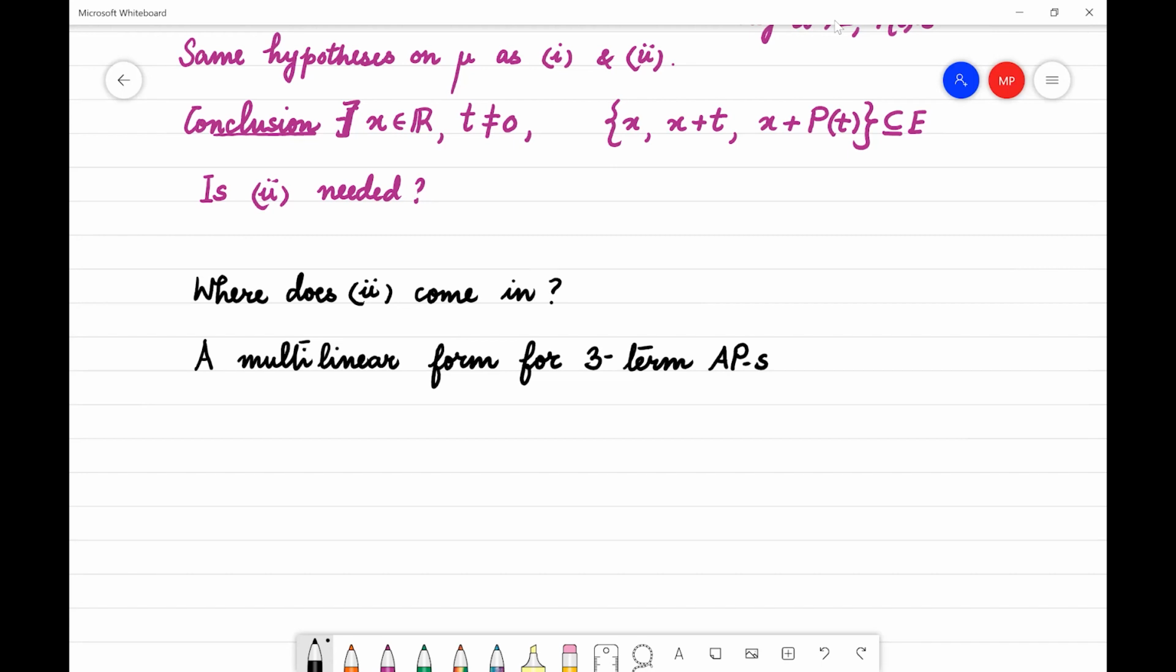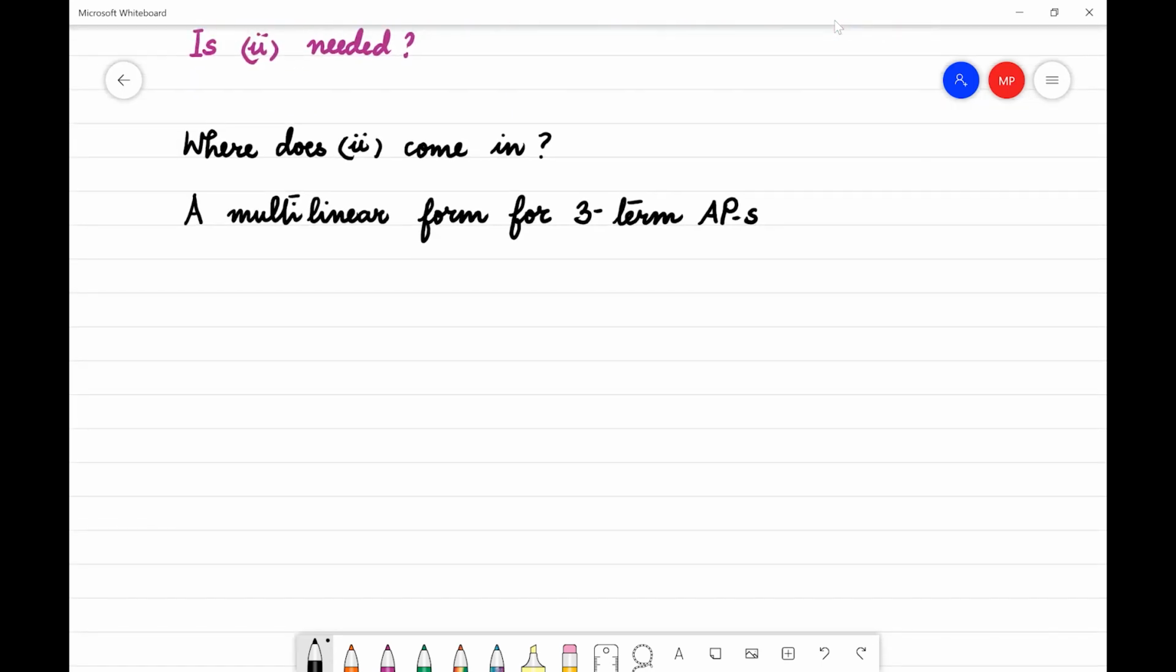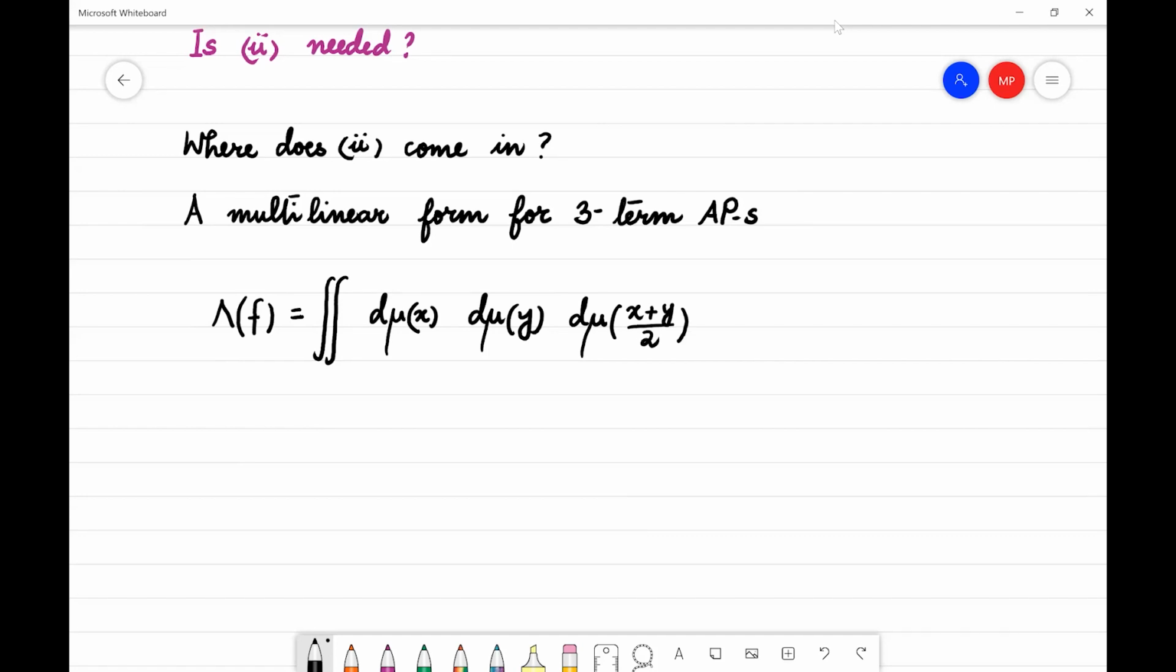Okay. So I'll first do it for, let's say we are looking at this integral, and let's call this lambda of f. We are going to look at d mu x, d mu y, d mu of x plus y, or maybe I should say x plus y over 2. Okay, and there should be an f somewhere. So let's say we are integrating this against f of x, y.